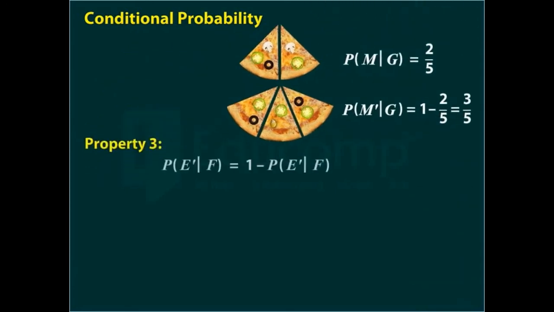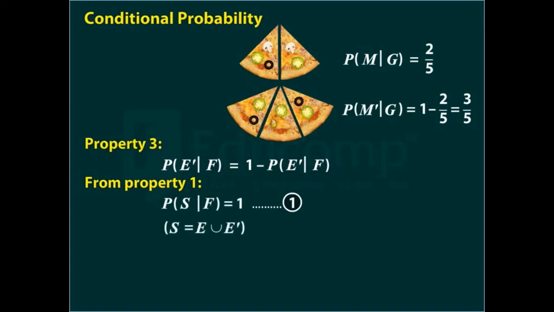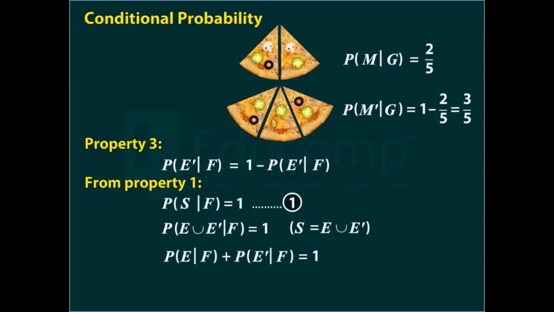Property 3. Probability of E dash provided F has occurred equals 1 minus probability of E provided F has occurred. From property 1, probability of S provided F has occurred equals 1, statement 1. S equals E union E dash. Replace S by E union E dash in statement 1. Probability of E union E dash provided F has occurred equals 1. Probability of E provided F has occurred plus probability of E dash provided F has occurred equals 1. Probability of E dash provided F has occurred equals 1 minus probability of E provided F has occurred.